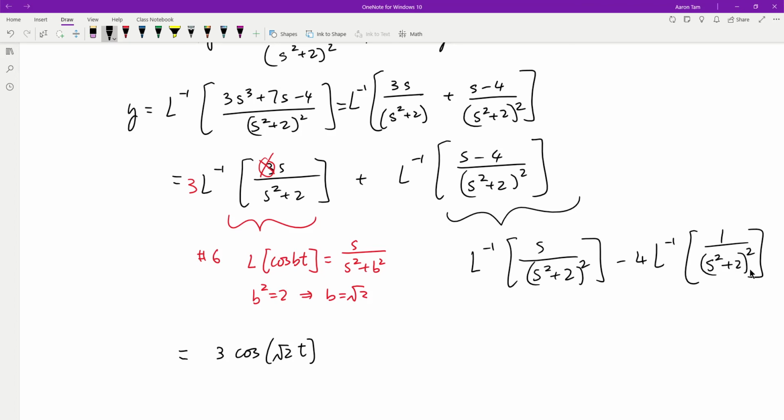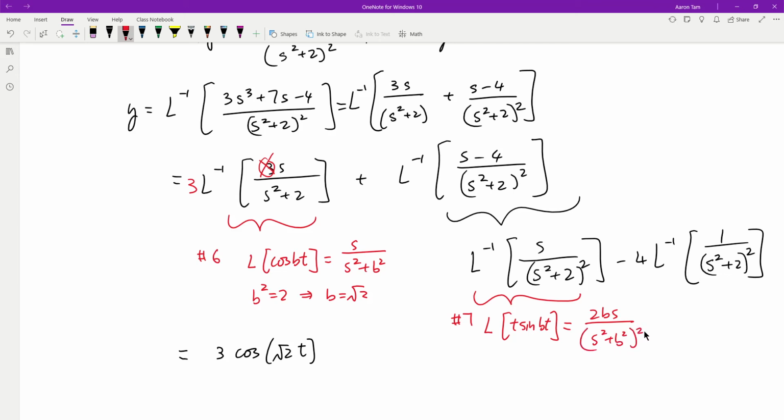And now I can find the proper rules for this. Okay, it seems to me that this one right here follows rule number 7, which says that when you take the Laplace transform of t sine bt, you get 2bs over (s squared plus b squared) squared.